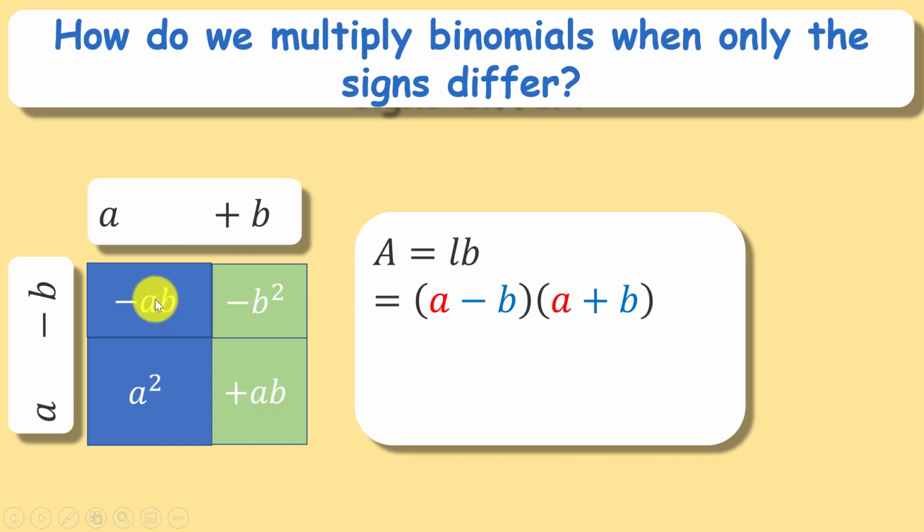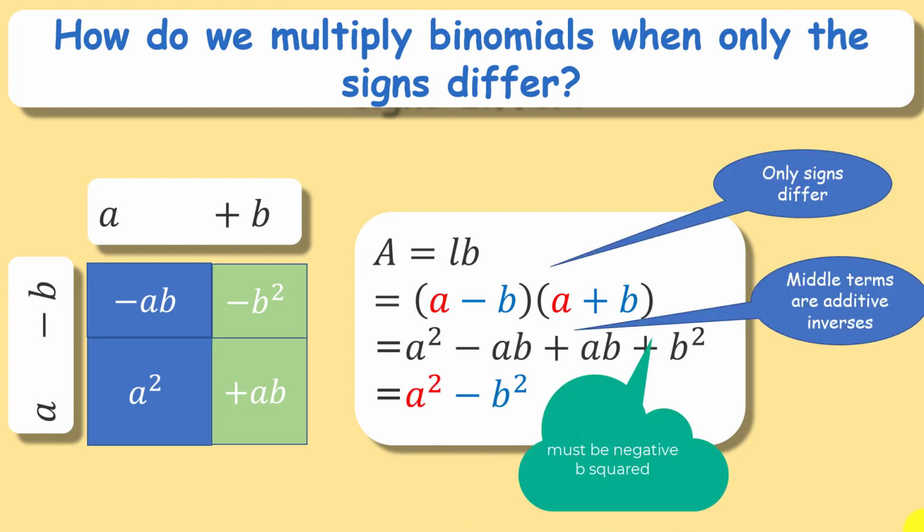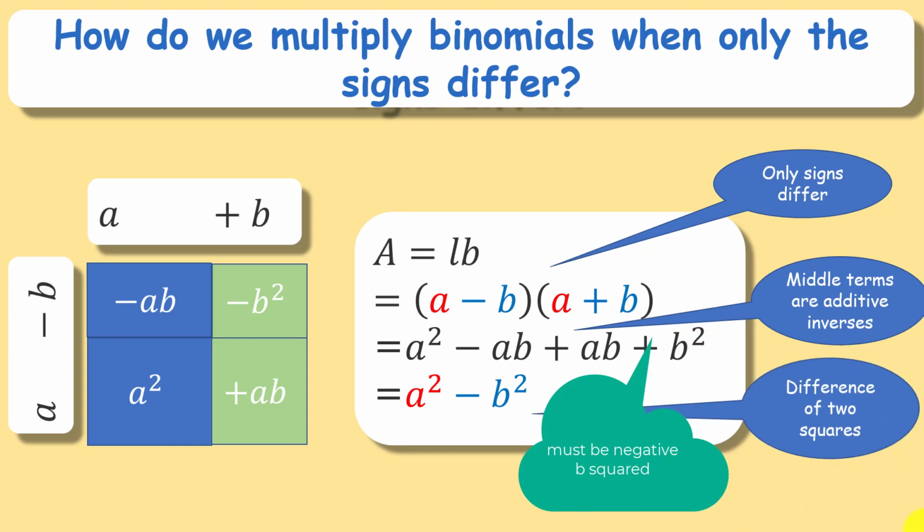That's correct. They are additive inverses. So those two terms will disappear and we'll end up with a squared minus b squared because the middle two terms are additive inverses. If we know this, there's a shorter way of dealing with this. We can just multiply the first terms by each other and multiply the last terms by each other. And that will give us the difference of two perfect squares. Do you see the two middle terms disappear?